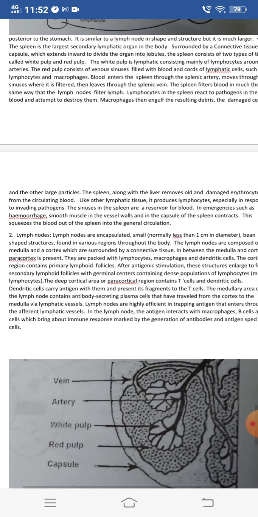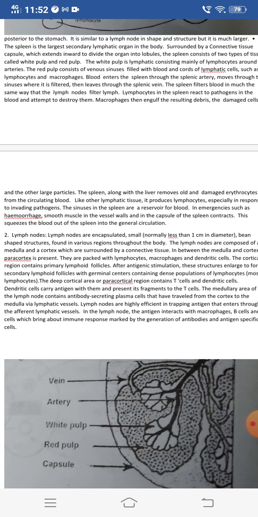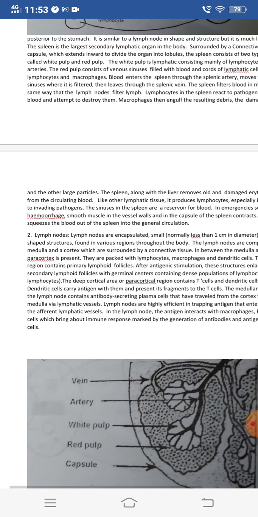The cortical region contains primary lymphoid follicles. After antigenic stimulation, these structures enlarge to form the secondary lymphoid follicles with germinal centers containing dense populations of lymphocytes, mostly B lymphocytes.